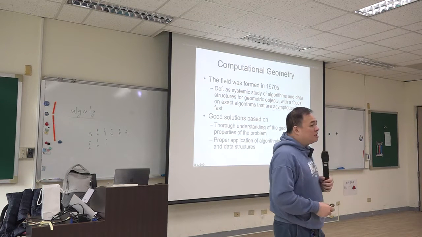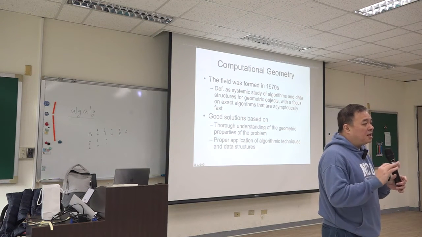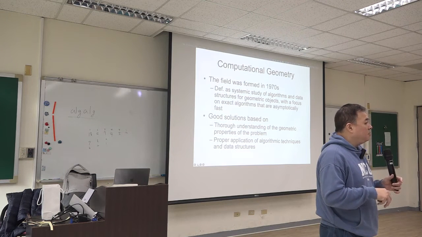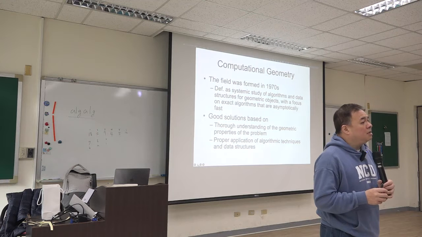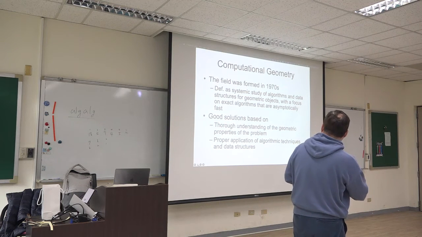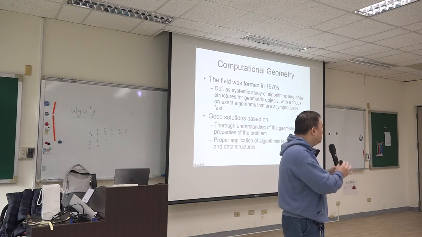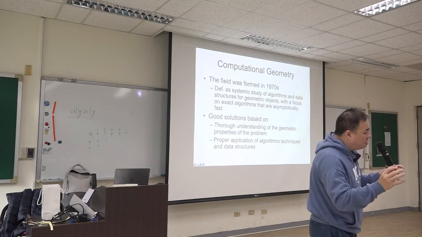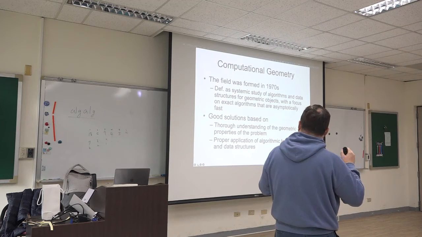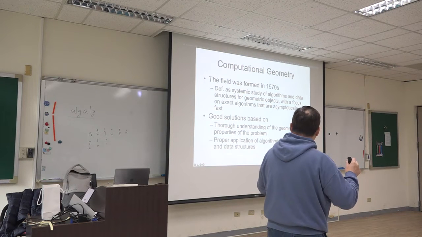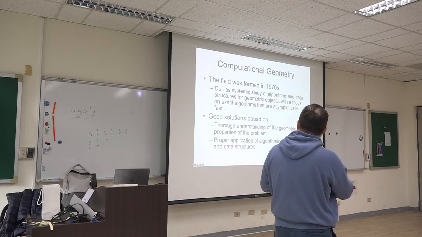Do you know when the algorithm was discussed? The algorithm was discussed much, much earlier, even before computers were designed, people were discussing algorithms. That was before 1950s. But not until 1970s, people started to think about a certain subset of algorithms and data structures that happen to deal with geometric objects, and because of that, they grouped these algorithms and data structures together to call this field computational geometry.